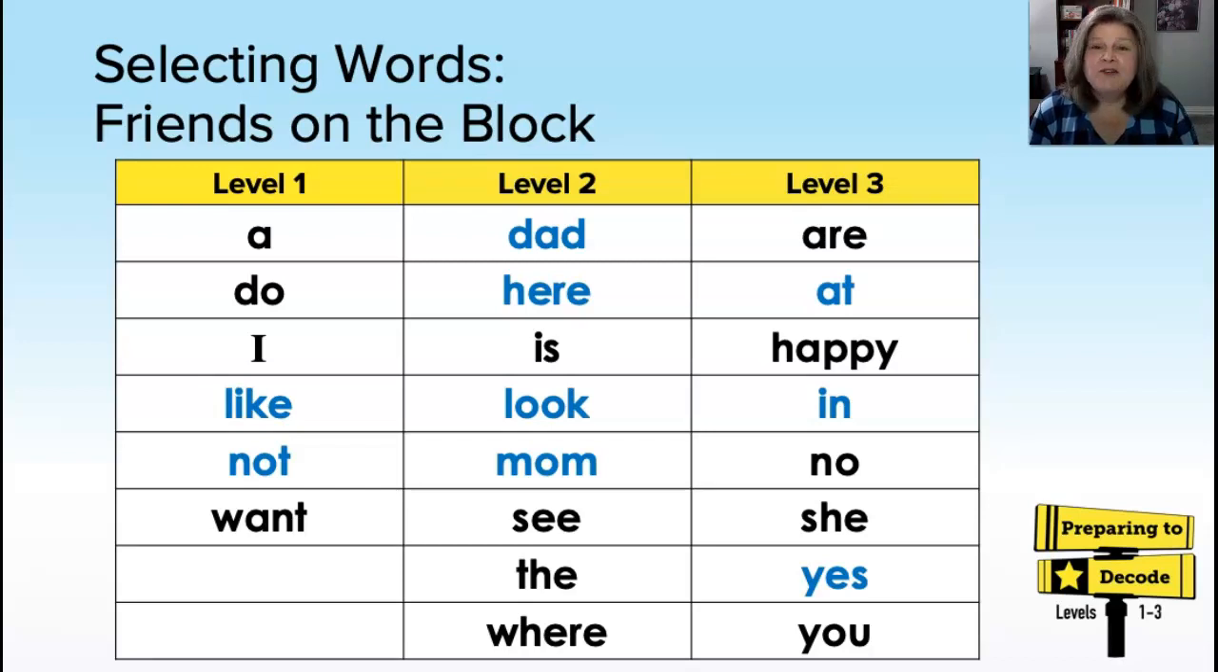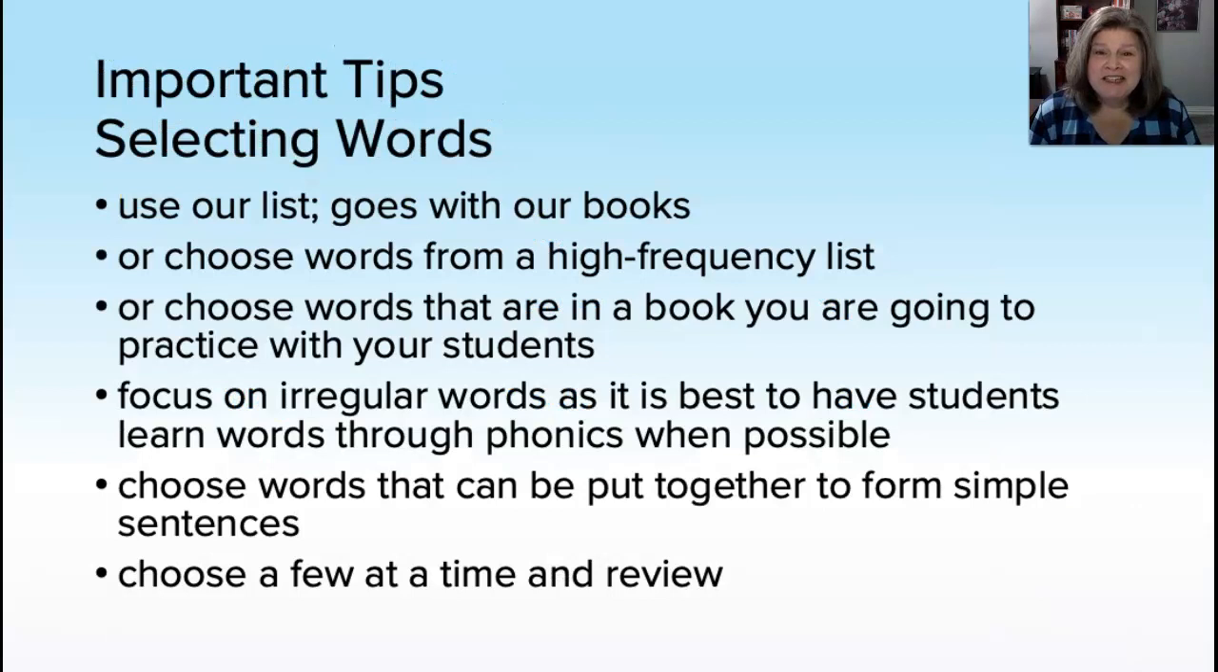These are the words that we teach in our first 3 levels of Friends on the Block. These are all read it words, because at this point the students do not have the skills to sound out any of these words. The words that are in blue are temporarily irregular because we haven't taught the skills that students need yet to sound out those words. When you're selecting words, you can just use our list, of course, and we have our books that go along with that list.